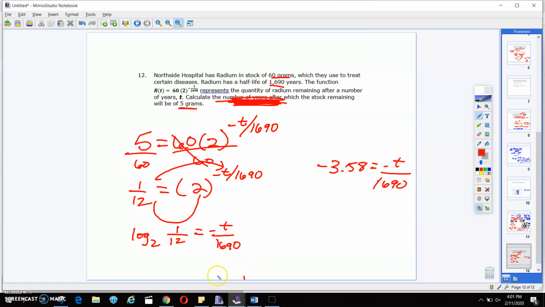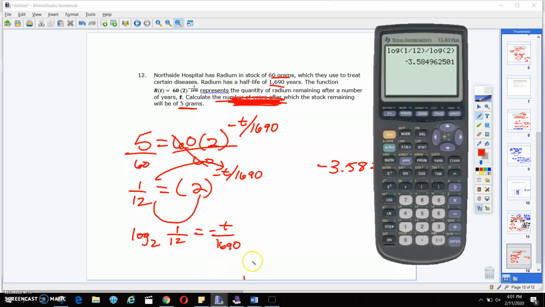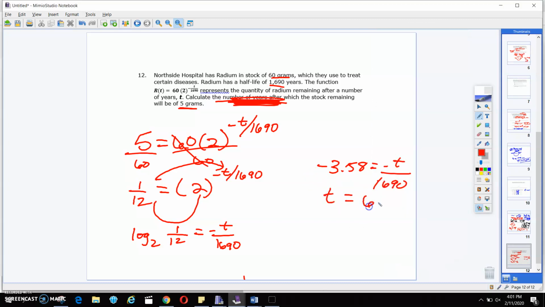Now, t is not by itself. We've got to multiply by 1690 on both sides. So we're going to multiply this by 1690. And we're actually going to multiply by negative 1690, I'm sorry, because there is a negative in the original equation. And so it's going to take 6,058 years for this to get down to 5 grams.